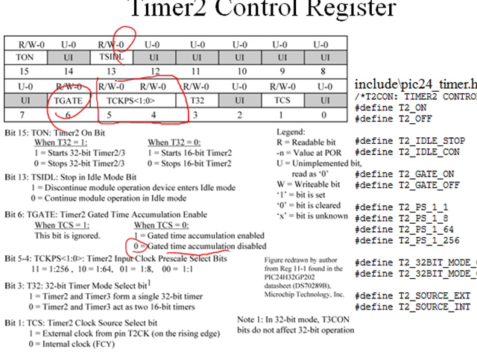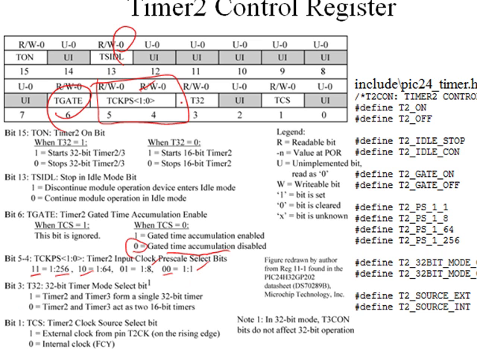This bit field right here is important to our examples. This sets the prescaler. A 1-1 selects a prescaler of 1 to 256, 1-0 is 64, 0-1 is an 8 prescaler, and a 0-0 is a prescaler value of 1.